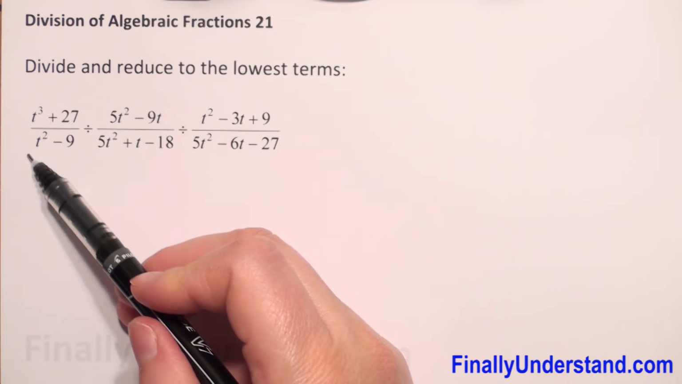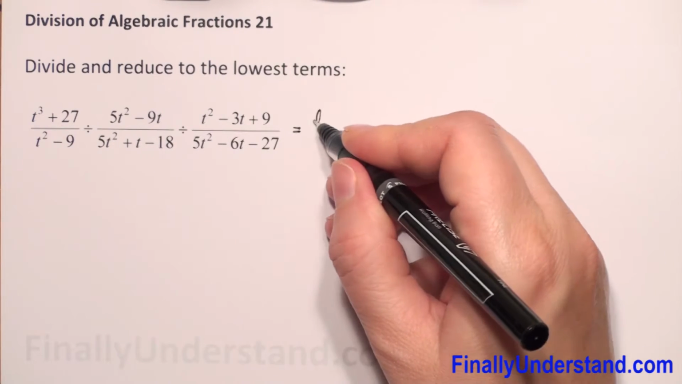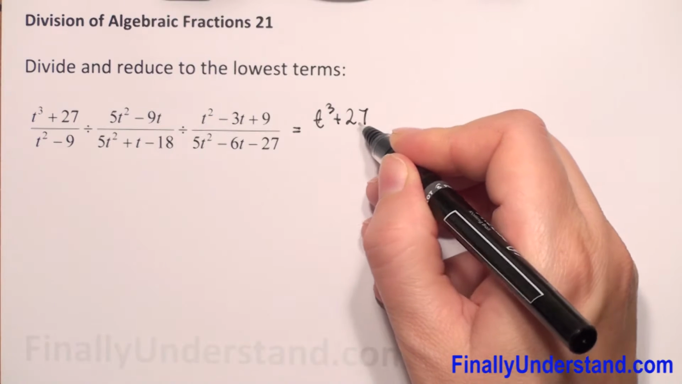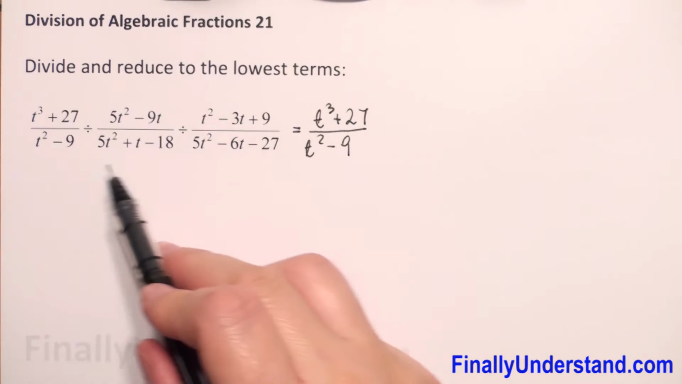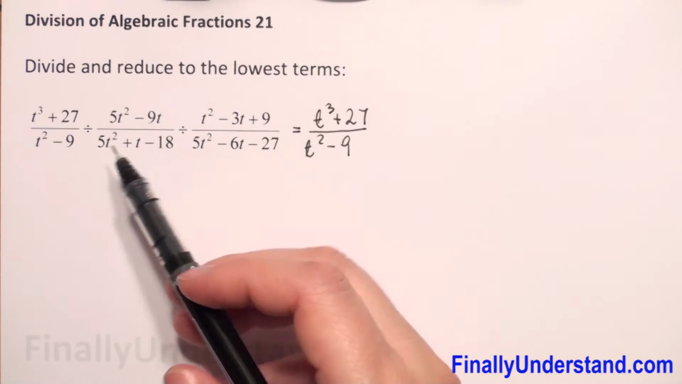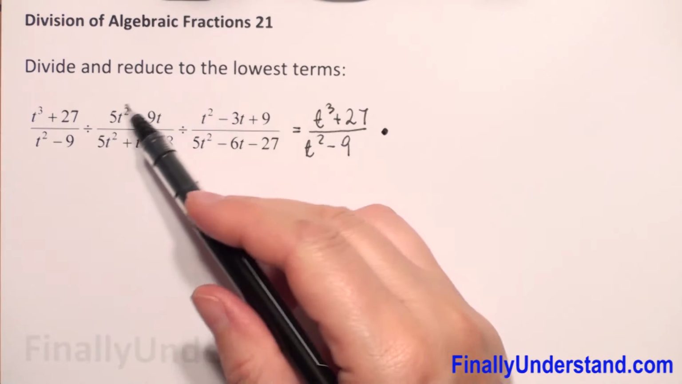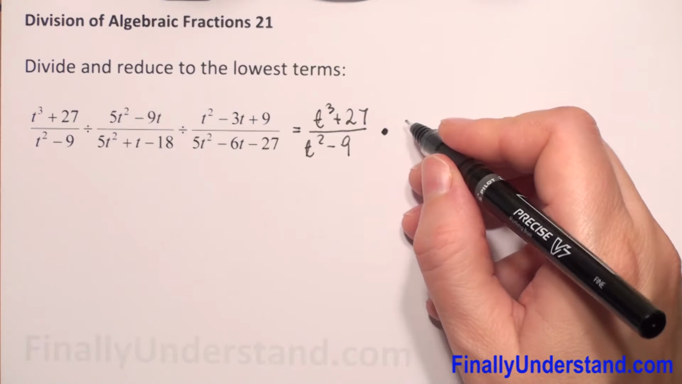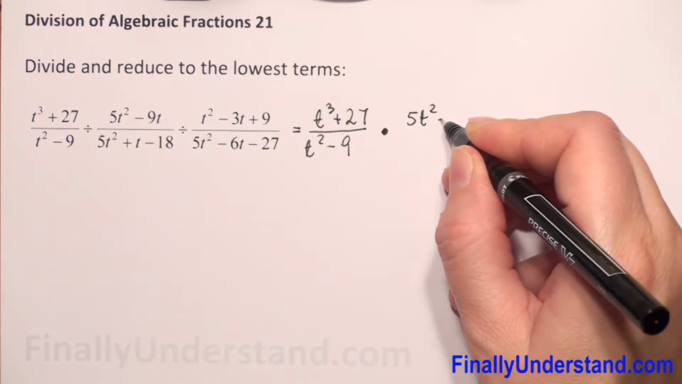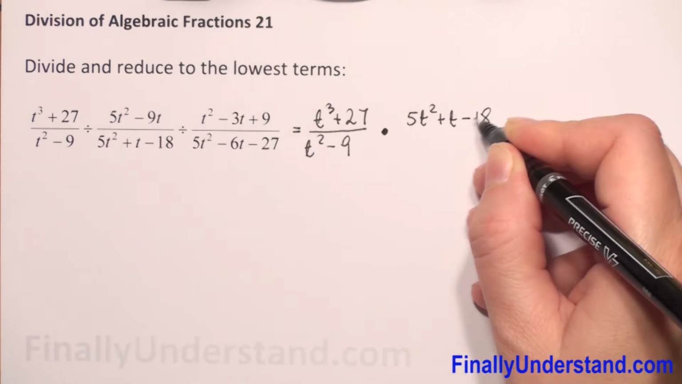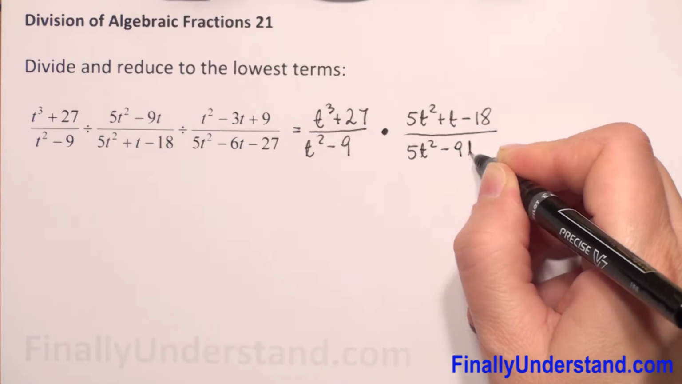So first we have to copy the first algebraic fraction. This is t cubed plus 27 over t squared minus 9. We are going from the left side to the right. So next we have division, so we have to change this division sign to multiplication, and we have to flip this algebraic fraction. The denominator will go to the numerator. So it will be 5t squared plus t minus 18 over 5t squared minus 90.